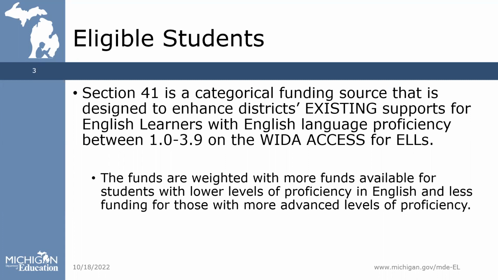The exact amount of funding based per proficiency level changes from year to year based on our legislators, but generally the funds are weighted with more funding for students with newer levels of proficiency in English and less funding for those that are gaining more proficiency in English.